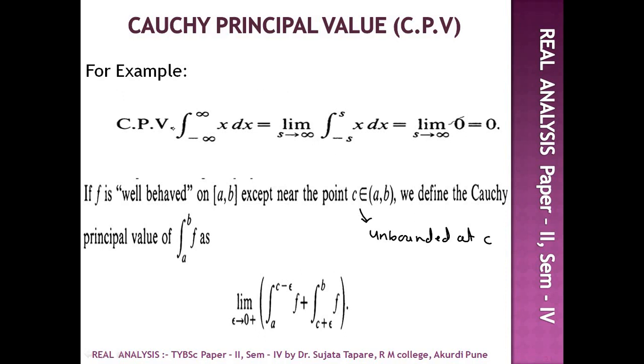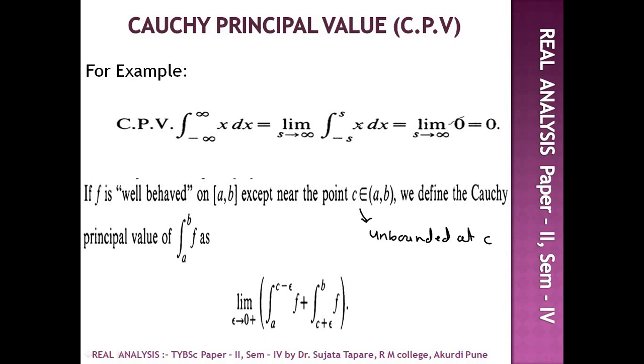One example. This is the given integral, and to find Cauchy's principal value, we use the definition: limit as s tends to infinity of the integral from minus s to s of x dx. That is equal to, now over here we may split this integration into two parts: the integral from minus s to 0 of x dx plus the integral from 0 to s of x dx.